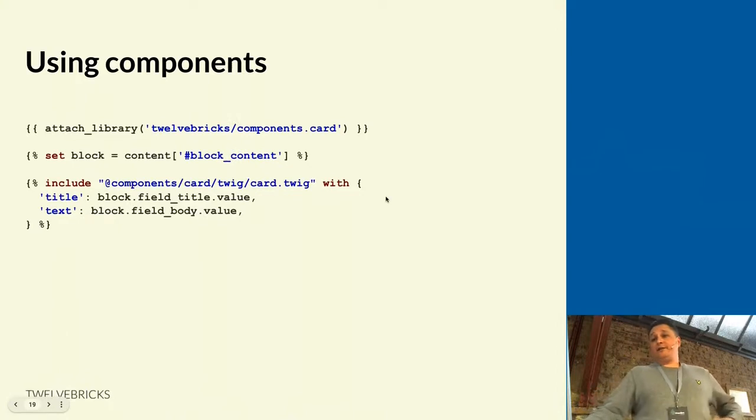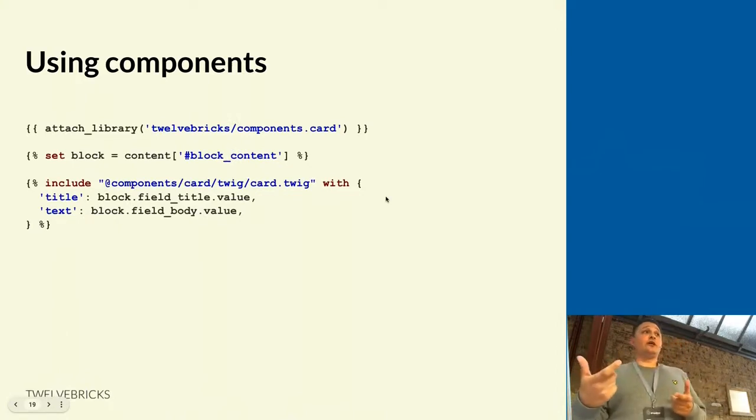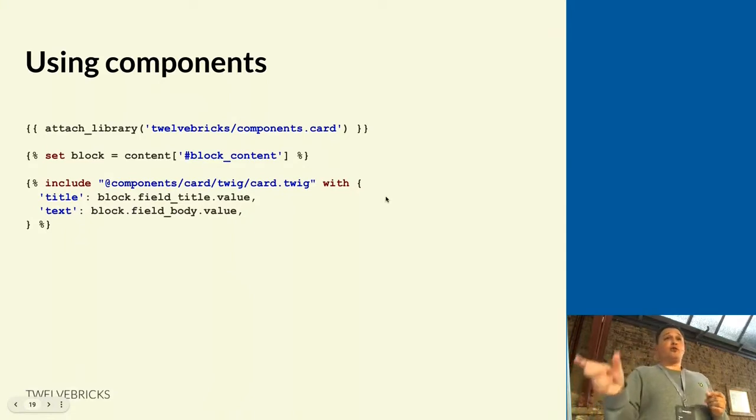On the first line of your twig file, you can attach the libraries for your specific component. This is a little magic. I'll explain how this works in a bit. Then you can load the block entity from the content variable, which is always available in your template. And then you can include the Storybook twig file in your Drupal twig file, which basically says, I don't care about this HTML, let Storybook do it.